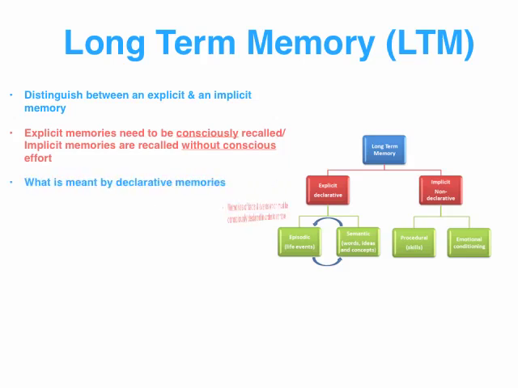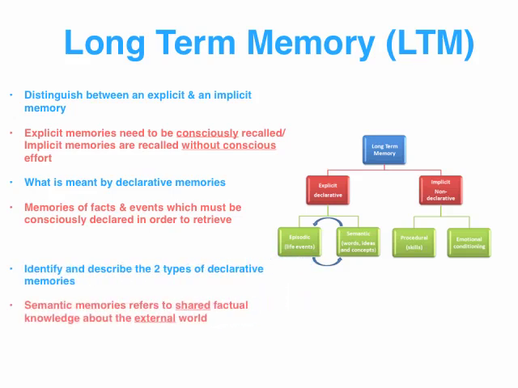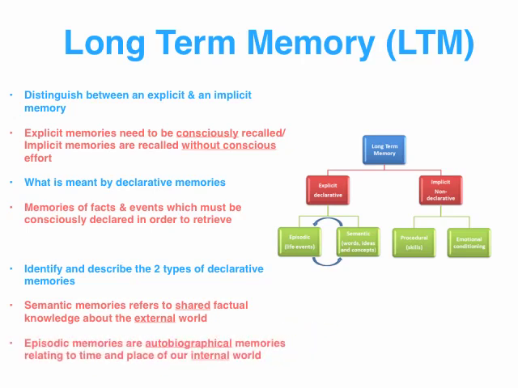Declarative memories must be consciously recalled, i.e. they're explicit. And they're made up of semantic and episodic memories. So semantic memories, that's shared factual knowledge about the external world, e.g. what year is it, who won the footy grand final last week, who's the PM of Australia, etc. Your episodic stuff, well, that's autobiographical. It's personal, it relates to time and place, dealing with your internal world.